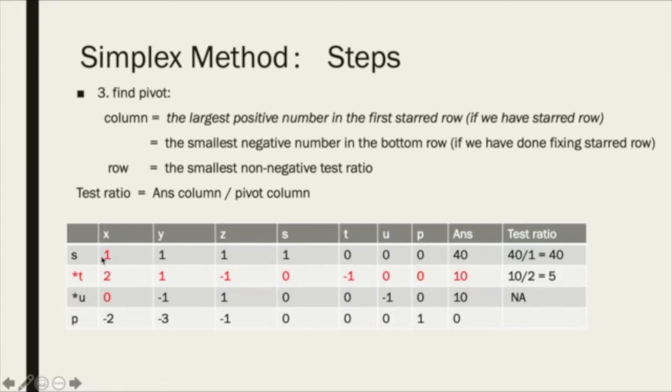Once we find a pivot column, we need to find the pivot row. We do the test ratio again, like what we did in the previous step. We do our test ratio by using the values in the answer column divided by the value in the pivot column. Our pivot row will be the one with the smallest non-negative test ratio.